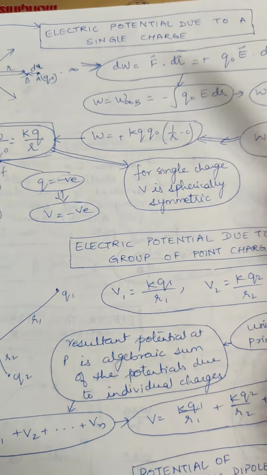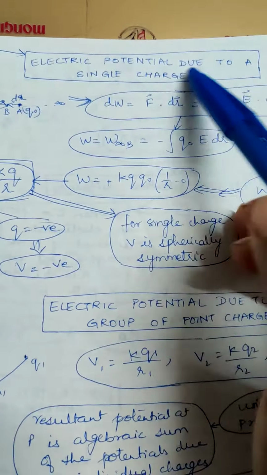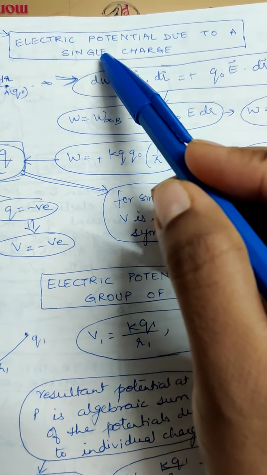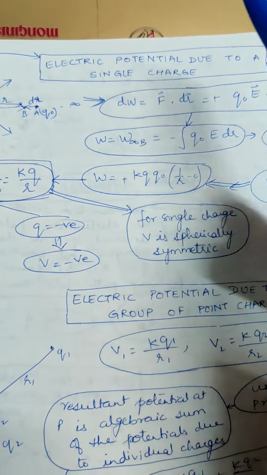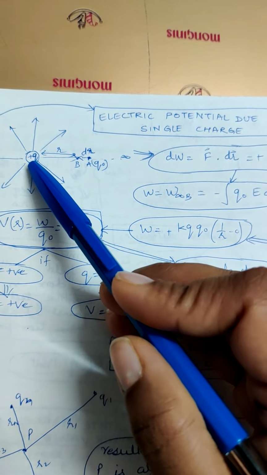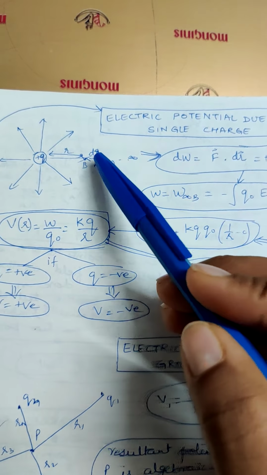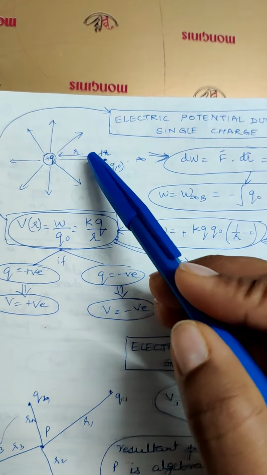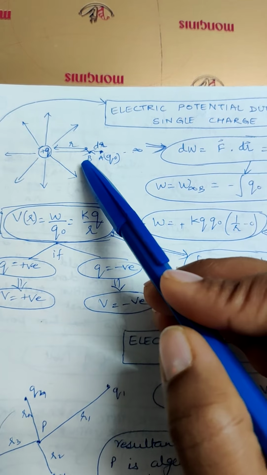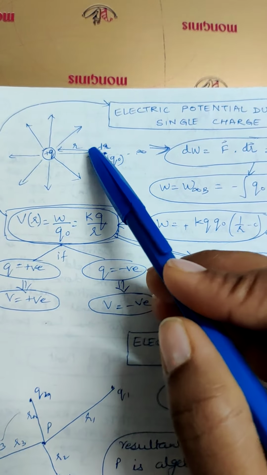Okay, good morning children. Now the next topic is electric potential due to a single charge, and we have defined it as the work done in bringing a unit positive test charge from infinity to a particular point. So now we have to find it. This is the main source charge, this is the test charge. If you bring the test charge from infinity to this point B, then the work done per unit charge will be the potential at this point.